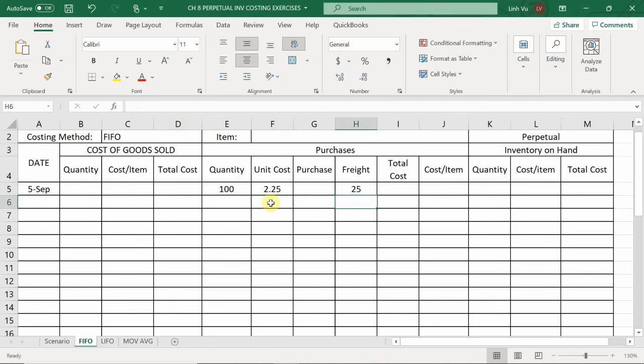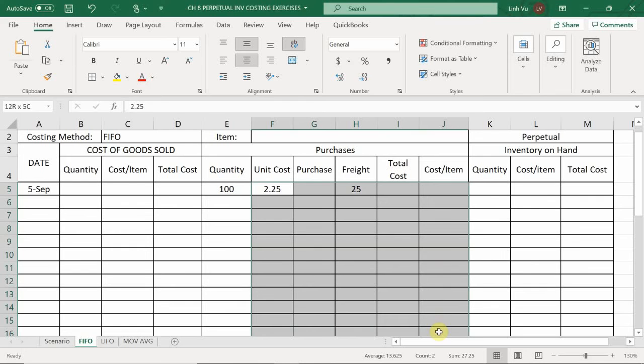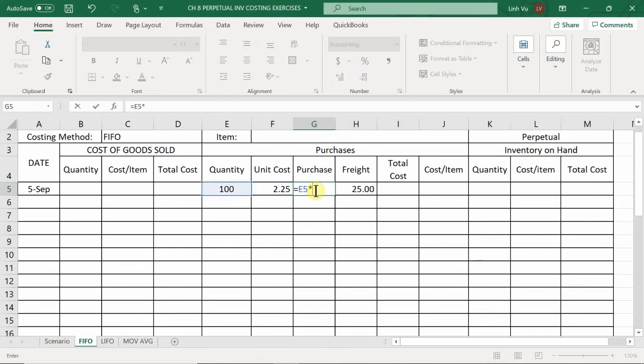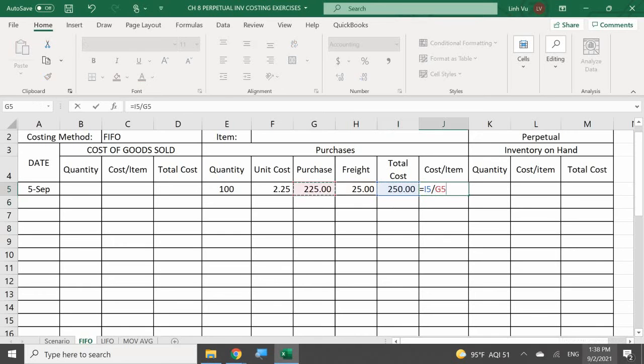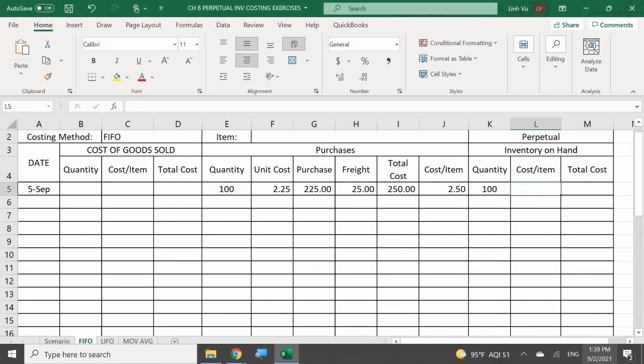In this case, I'm just going to eliminate colors overall. All right, take it away. What's my purchase price? 225. Plus 25, 250. Bringing your cost per item to be $2.50. Good. So we're going to carry that batch of inventory over into our inventory on hand.